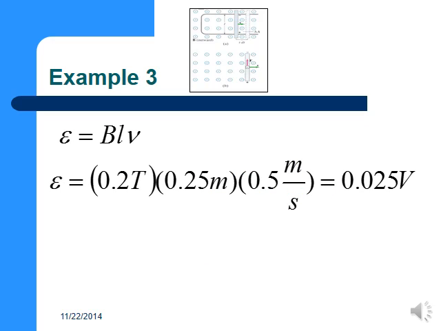So this is as simple as plugging values into the equation. 0.2 Tesla, L is given as 0.25 meters, speed is given as half a meter per second. When we calculate this, we get 0.025 volts. So please go through all of the examples in this presentation, check your units, make sure that all the units make sense. This will help you on an exam.